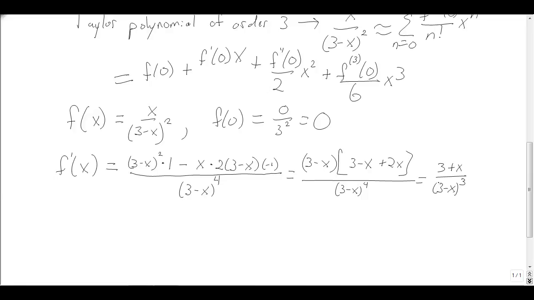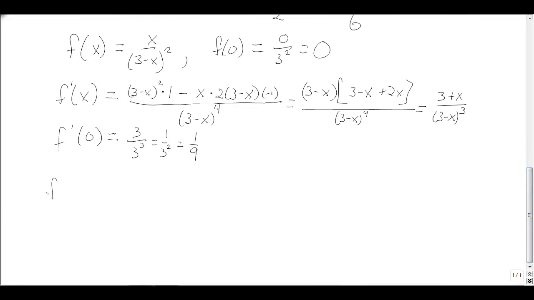I did some work to simplify that, so taking the next derivatives is a bit easier. And what I need for my Taylor polynomial is to evaluate this derivative at 0. So that's going to be 3 on top divided by 3 cubed on the bottom. I can cancel a 3 top and bottom. That's 1 over 3 squared. That's a 9th. So 1/9 there. So we're building up our Taylor polynomial.